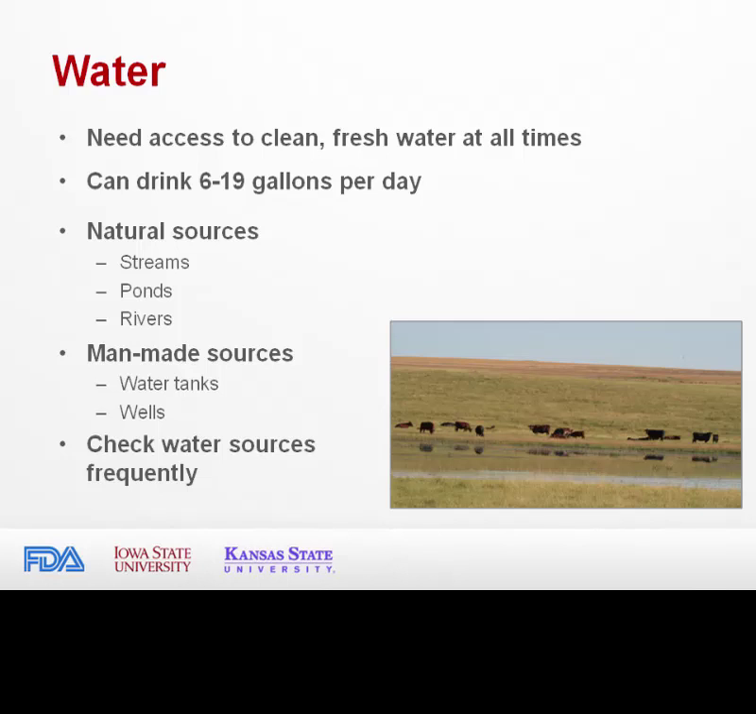Natural water sources include streams, ponds, and rivers. Man-made sources include water tanks and wells. Water tanks in feedlots, pens, and pastures should be checked daily to make sure they are working properly and clear of debris. All water sources should be checked more frequently in extreme weather conditions and should be managed accordingly.